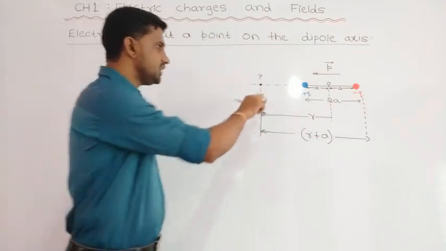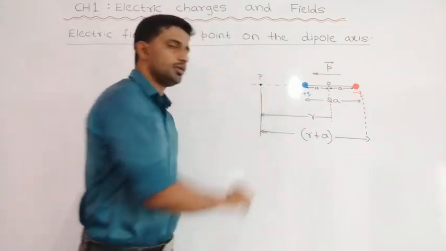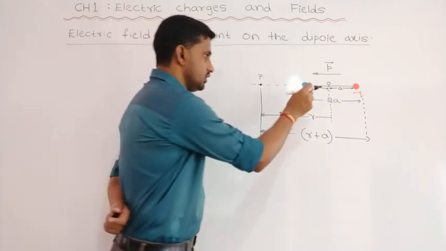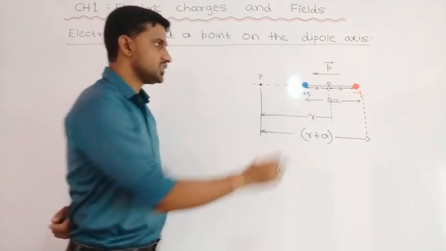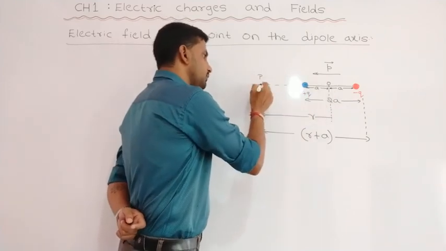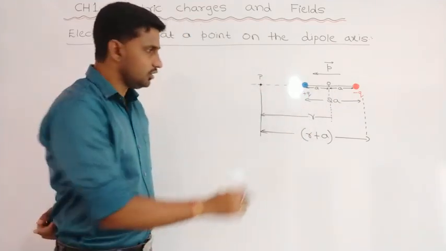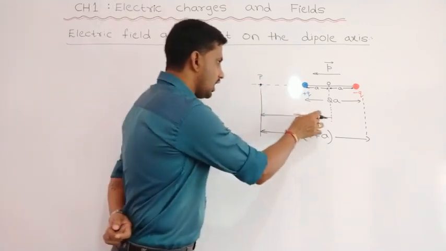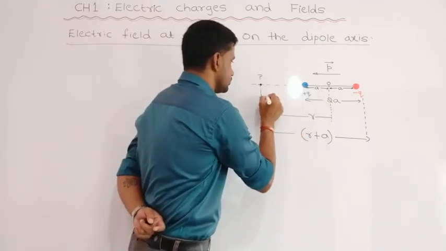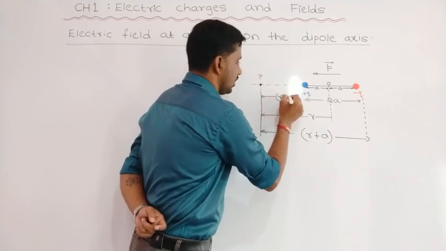And similarly here, for the distance from the positive charge to point P: from the center to the positive charge the distance is a, and from the center to point P the distance is r. Then from the positive charge to point P the distance becomes r minus a.